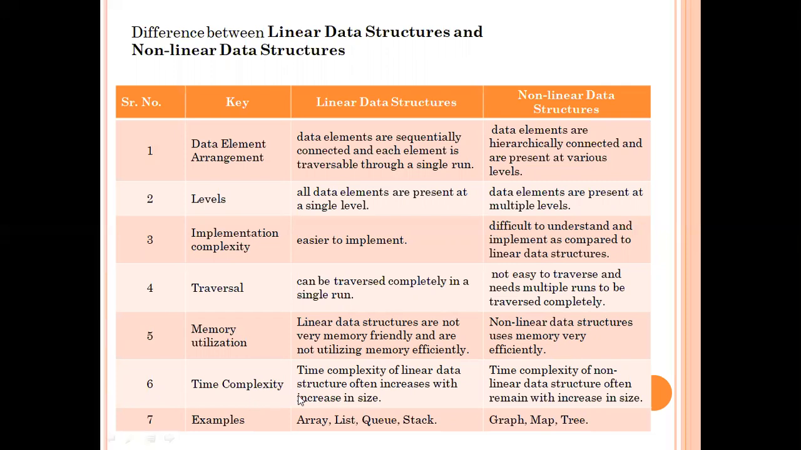Next, time complexity. Time complexity of linear data structure often increases with increase in size, but time complexity of the non-linear data structure often remains the same with increase in size. Array, list, and queue are examples of linear data structure. Graph, map, and tree are examples of non-linear data structure.